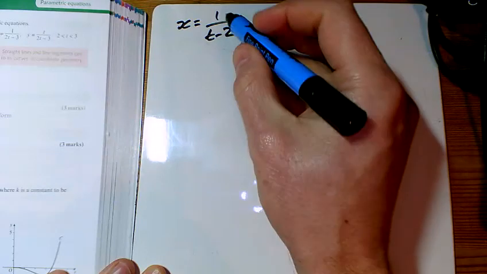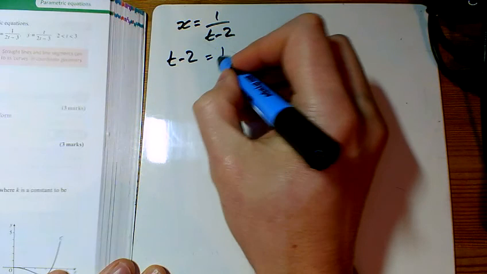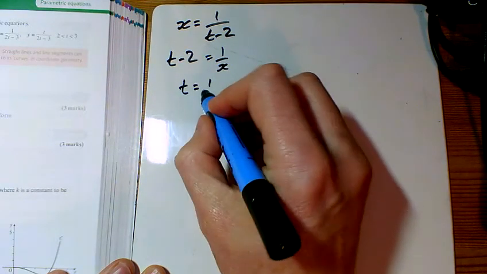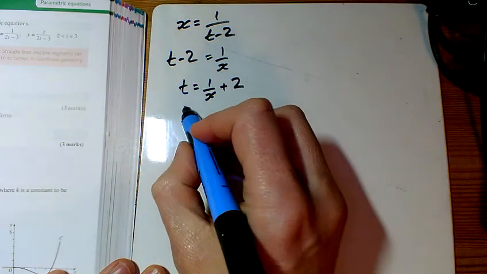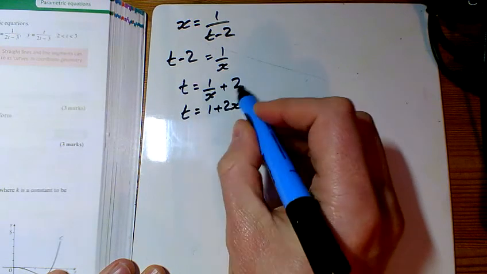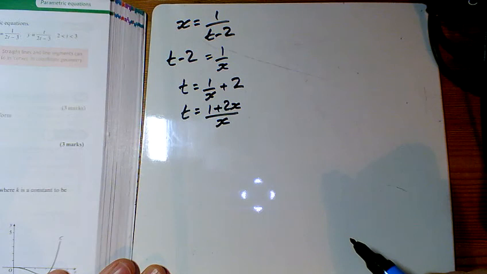For e, x is 1 over t minus 2. I'm going to times that up and bring that down. And so I've got t is 1 over x add 2. And so I'm going to square that. I'm going to tidy it up a little bit more. So I'm going to do 1 plus 2x over x is my value for t.